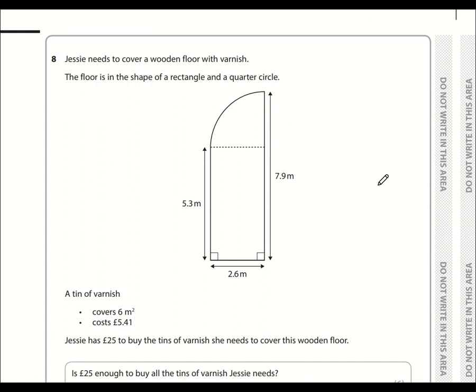Okay, so let's have a look at this one. Jessie needs to cover a wooden floor with varnish, and the floor is in the shape of a rectangle and a quarter circle. Well, the area of this rectangle is going to be 5.3 multiplied by 2.6, and that comes to a total of 13.78 meters squared. Now this is a quarter circle.